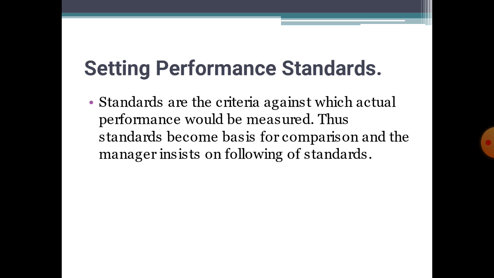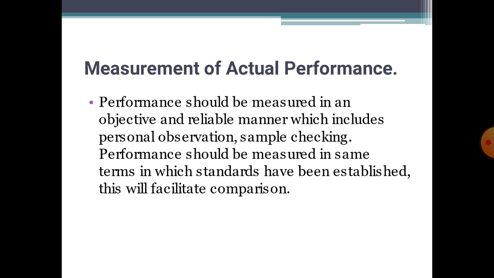The next thing is the measurement of actual performance. Why is measurement important? Performance should be measured in an objective and reliable manner, which includes personal observations and sample checking. Whatever samples are available are measured. Performance should be measured in the same terms in which the standard has been established. This will facilitate the comparison, meaning whatever comparison you want to generate has to be performed in the terms in which we set the standard.